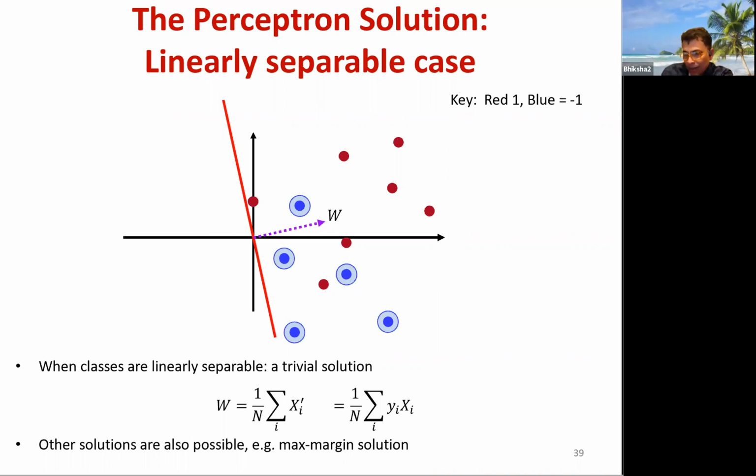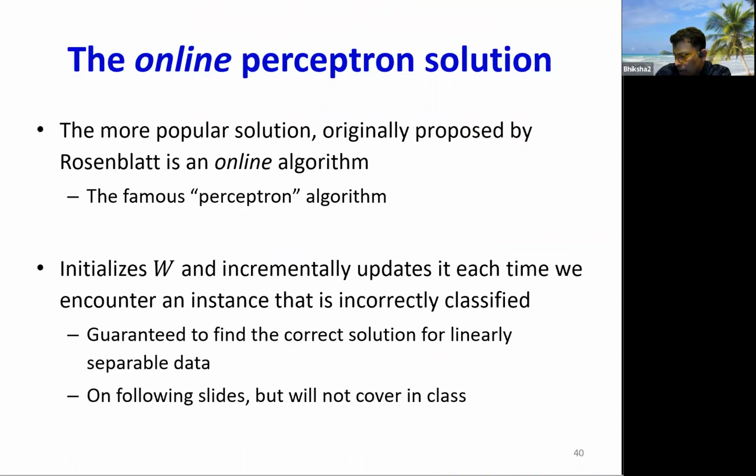All you have to do is reflect the negative instances, find the average of all of the data at this point, and that weight vector is going to be the weight vector corresponding to the hyperplane that separates the positive and negative classes. Now, for linearly separable data, there's a better known solution, which was originally proposed by Rosenblatt. It's an online algorithm, which is the famous Perceptron algorithm. So here we initialize W and incrementally update it each time we find some training instance that is incorrectly classified. And this online algorithm is guaranteed to find the correct separating hyperplane for linearly separable data. Now, the algorithm itself is explained in detail on the slides, so I won't cover it in class.